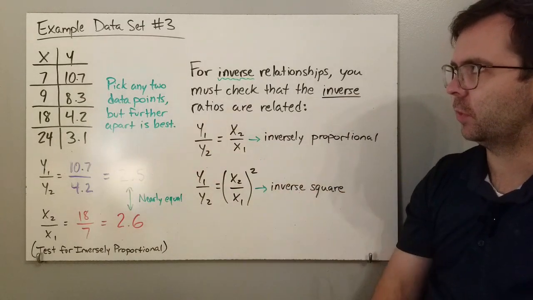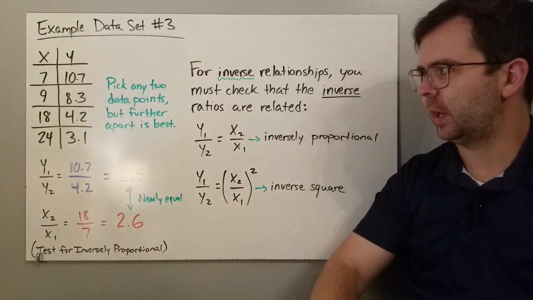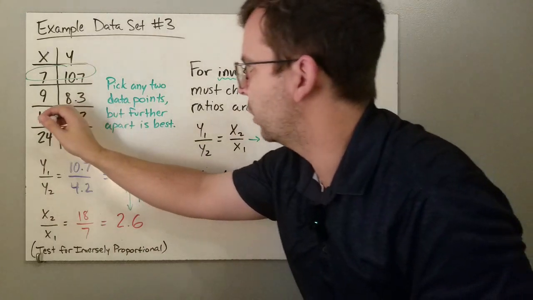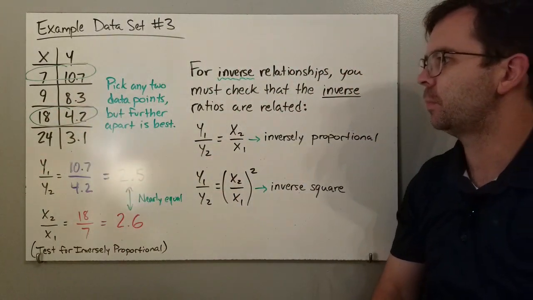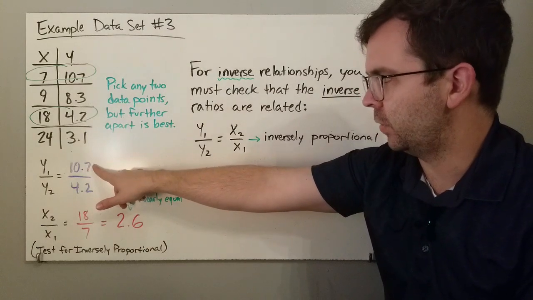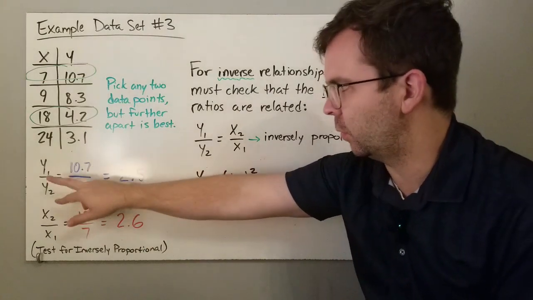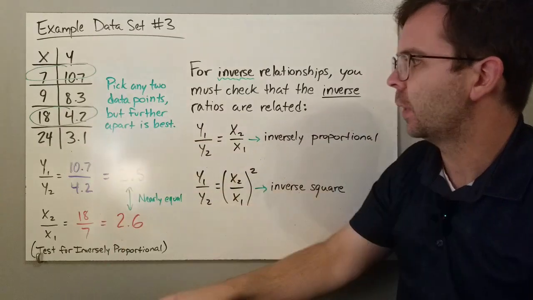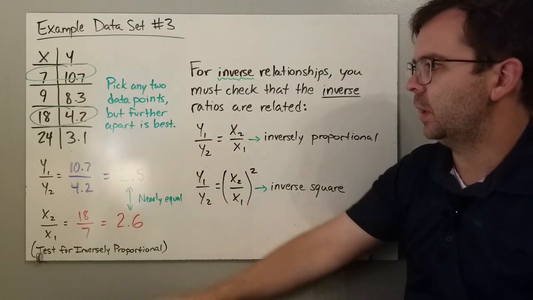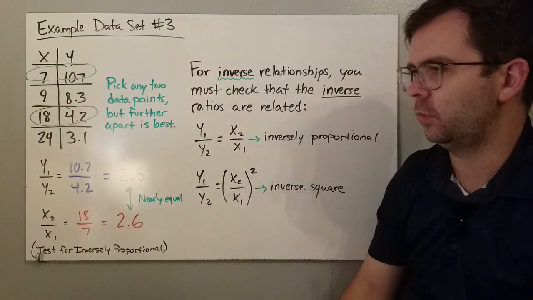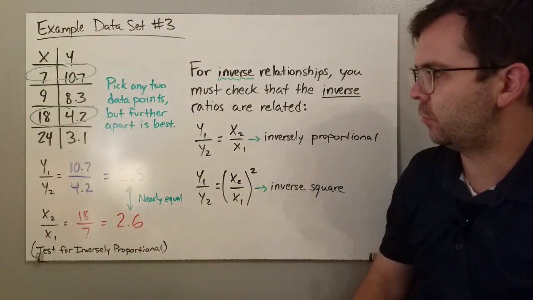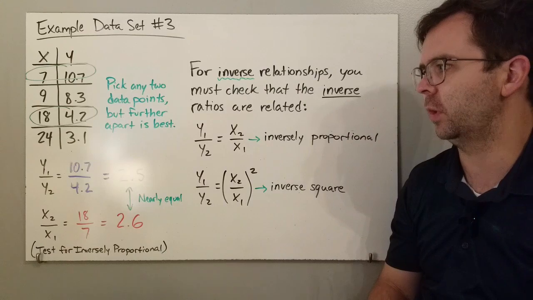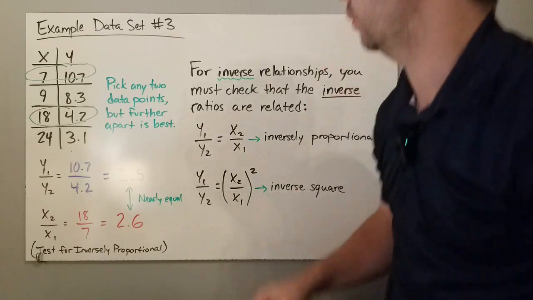So for this particular example, I'm going to pick as my data points the first data point here, 7 and 10.7, and then my third data point here, 18 and 4.2. So my y1 value, don't get this mixed up, it's easy because we've inverted it. y1 is 10.7, y2 is 4.2. That's a ratio of 2.5. And if I do the x2 over x1, it's inverted, 18 over 7, that's 2.6. These two are nearly equal, and so this tells me we have an inversely proportional relationship. There's no need for a square in this one.